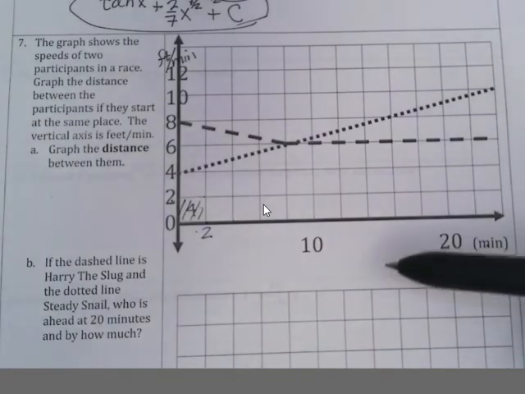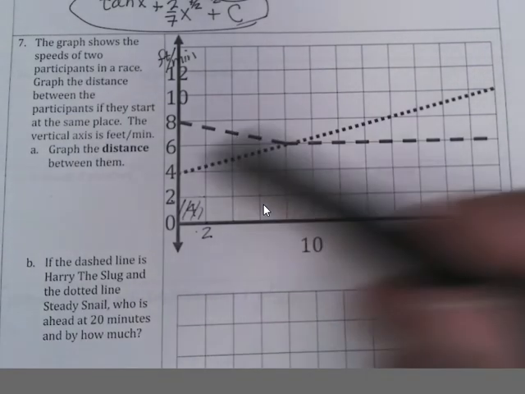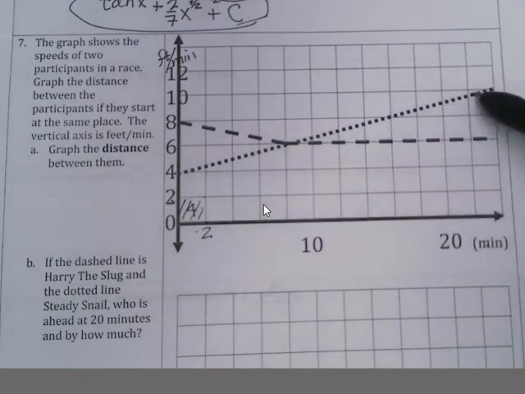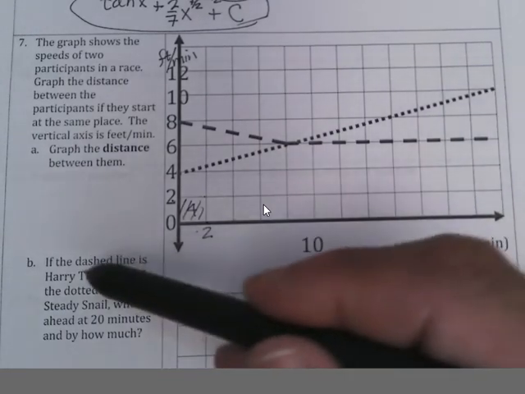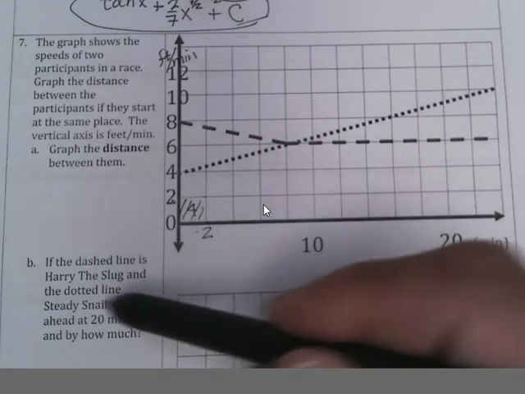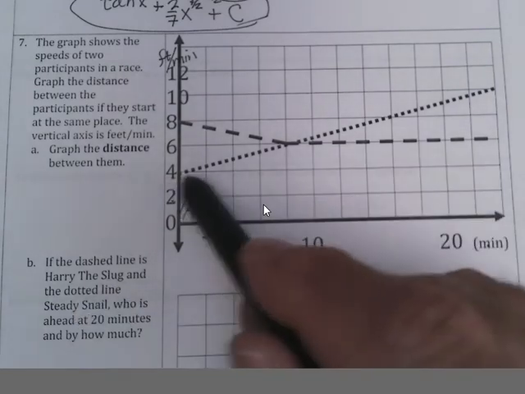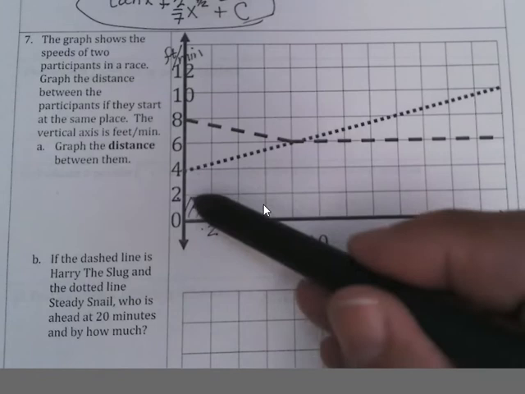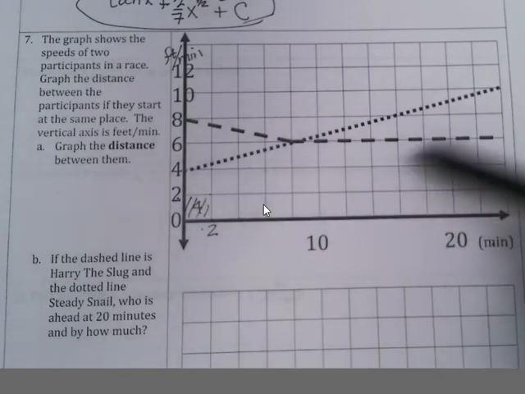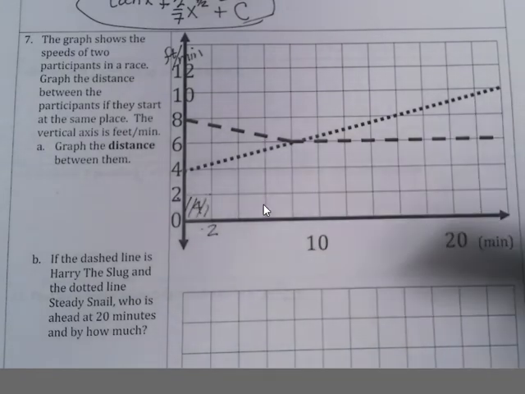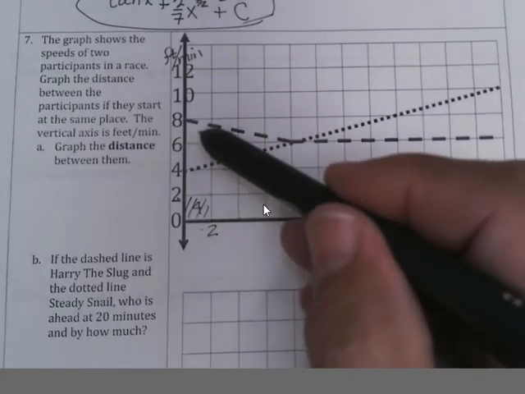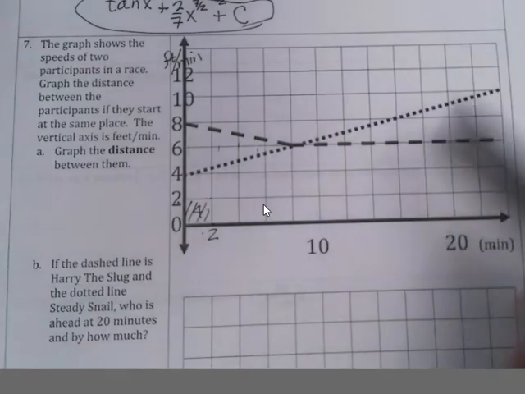So the distance between these two runners, I could graph adding up the squares under this for how far the dotted one goes. The dotted is steady snail, steadily increasing in speed. So I could add up the squares underneath, 4, 4, 4, and that would give their distance. But I didn't want that. I want the difference in their distances, which would be the area between the curves.